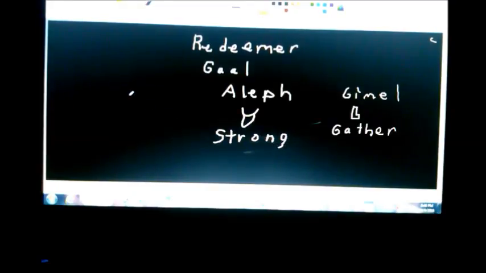And the last letter was a lamed. That was a picture of the shepherd's staff. And what the shepherds would do, they would grab the sheep by the neck, so they could bind them. So it shows to bind, or binding.